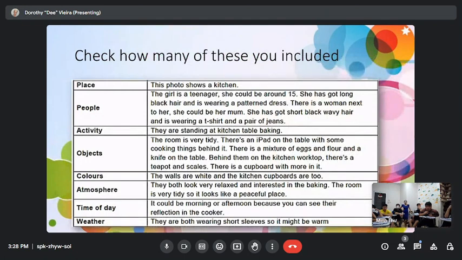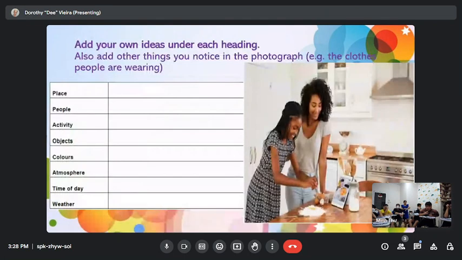Behind them on the kitchen worktop, okay, the kitchen worktop is this. On top of the kitchen counter, or on top of the kitchen cupboard, they call this a worktop. Worktop. So it can be a counter, it can be a cupboard, or it can be a worktop. All of those are right. Okay? Worktop. Cái bề mặt.